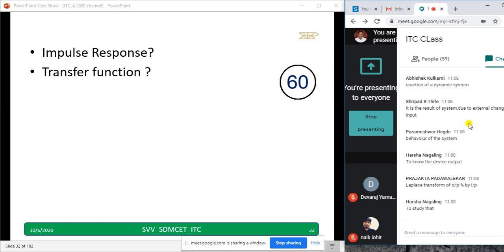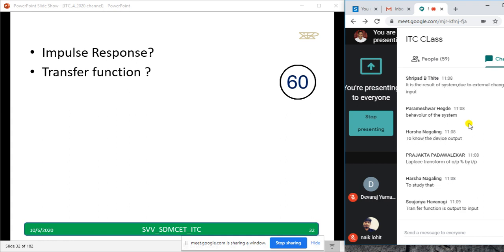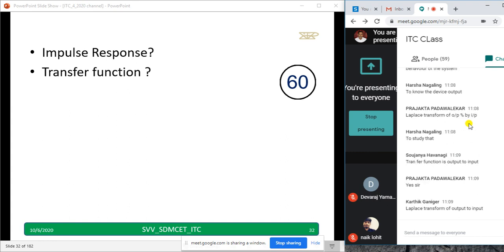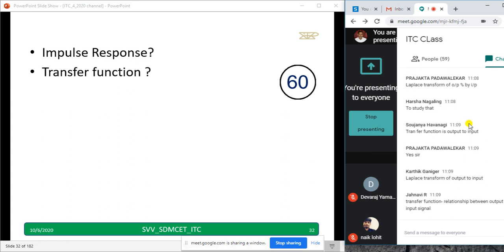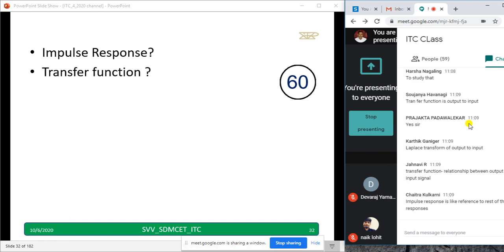Prajakta, very good. Transfer function she may be telling. Impulse response, why I studied? Transfer function, output to input. Saujanya is telling, good. These two have a lot of meaning. Laplace transform of output to input. See, Karthik is also telling, I do agree, but I don't want a textbook definition. What you are remembering, I don't want. What you understood, I want. So there is a difference between what you are remembering and what you understood.